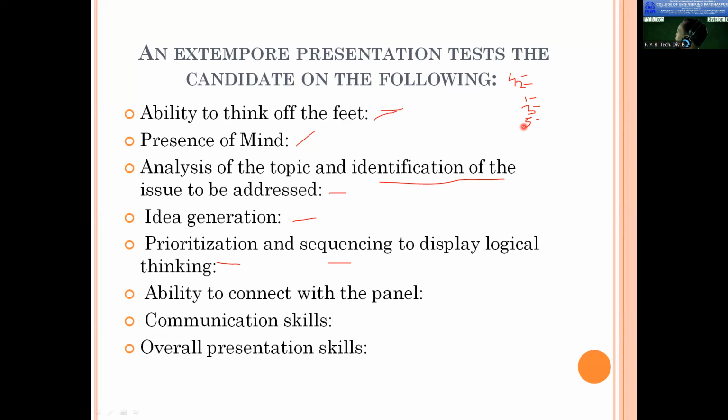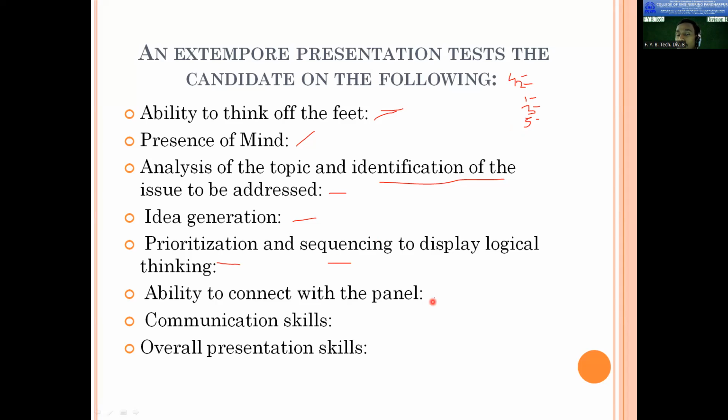Otherwise, people will not understand what you're speaking, or they will not get a clear idea, if there is no sequence. Proper beginning, middle, and ending. These 3 steps have to be followed.